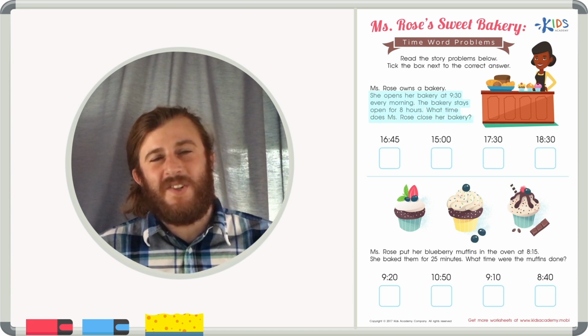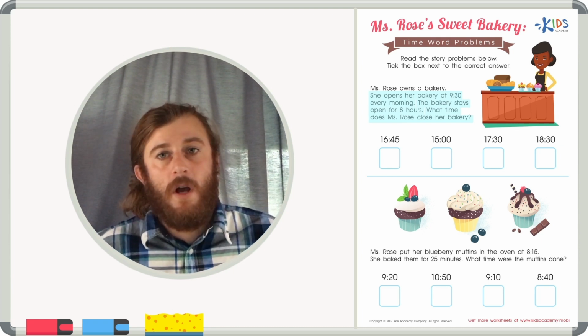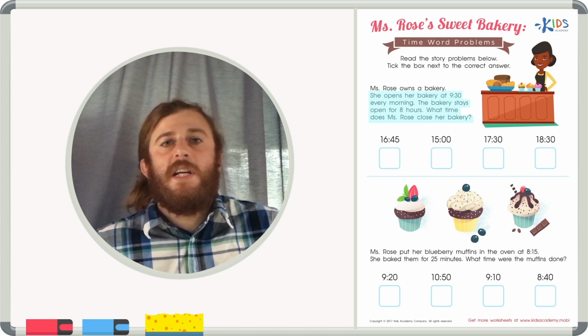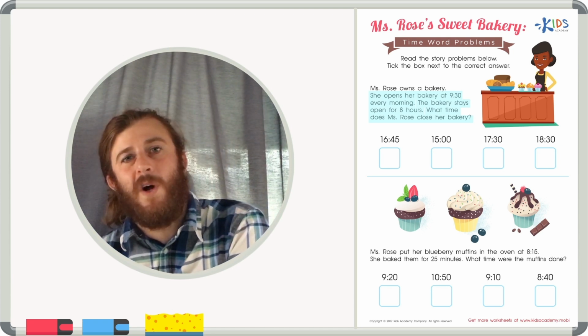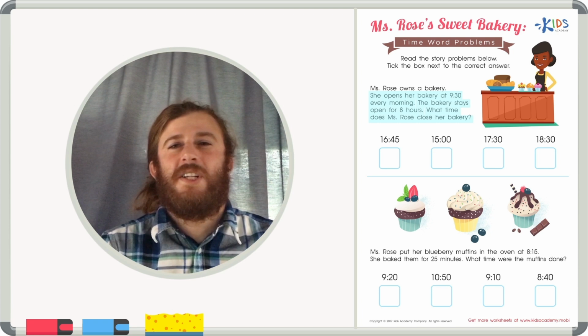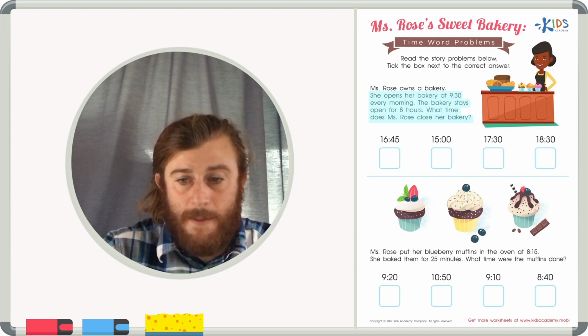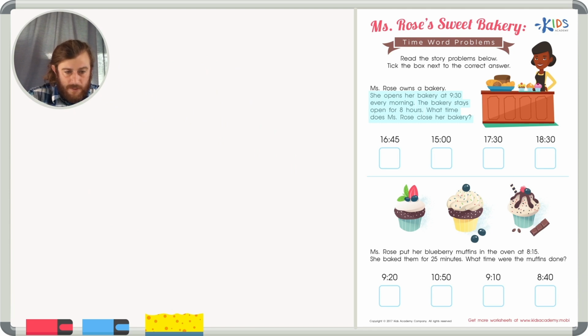So to me, this sounds like an elapsed time problem. We have the starting point. We know how long the bakery stays open, but we don't know at what time it closes. Let's use a timeline and see if we can figure it out. Let's start our timeline at 9:30, because that's what time Miss Rose opens her bakery.